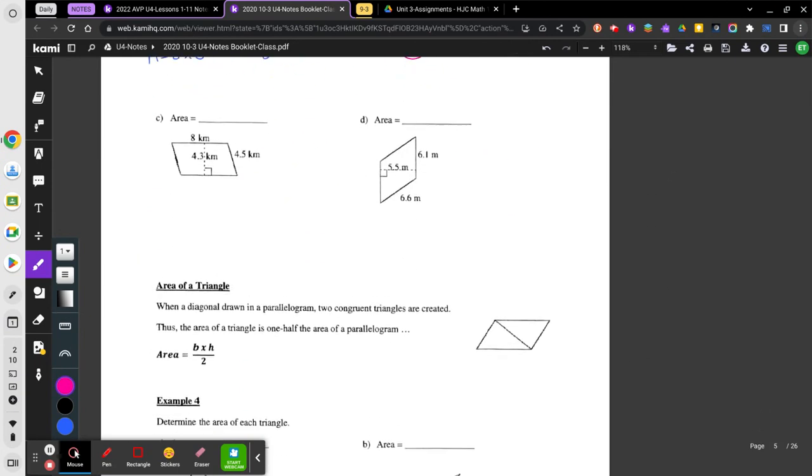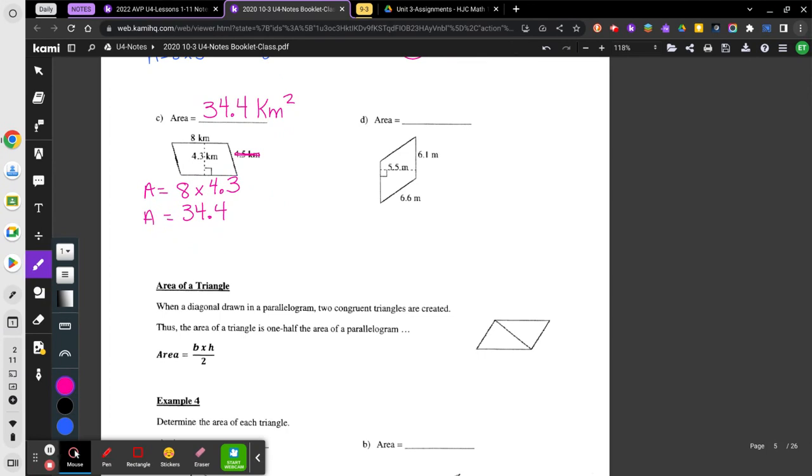If you take a look at C, the only thing that makes that more challenging is they put one of the diagonal lines. So all we're going to do on that question is cross off the diagonal. We're not using the diagonals ever, unless you're doing perimeter. That's one dimension. So area for this one is going to be 8, the base, times 4.3, the height. So area on this one is 34.4. And we're going to use our units, 34.4 kilometers squared.